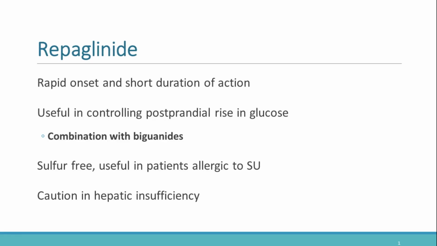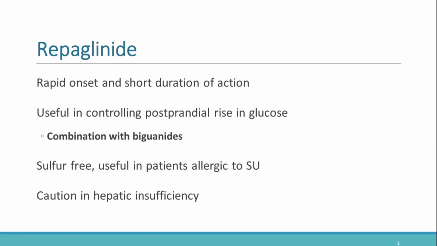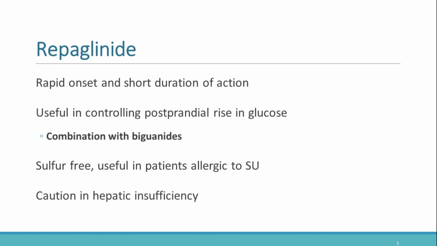Hypoglycemia is a risk if the meal is delayed or skipped or contains inadequate carbohydrate. It can be used in patients with renal impairment and in the elderly. It can also be given if the patient has a sulfonylurea allergy.